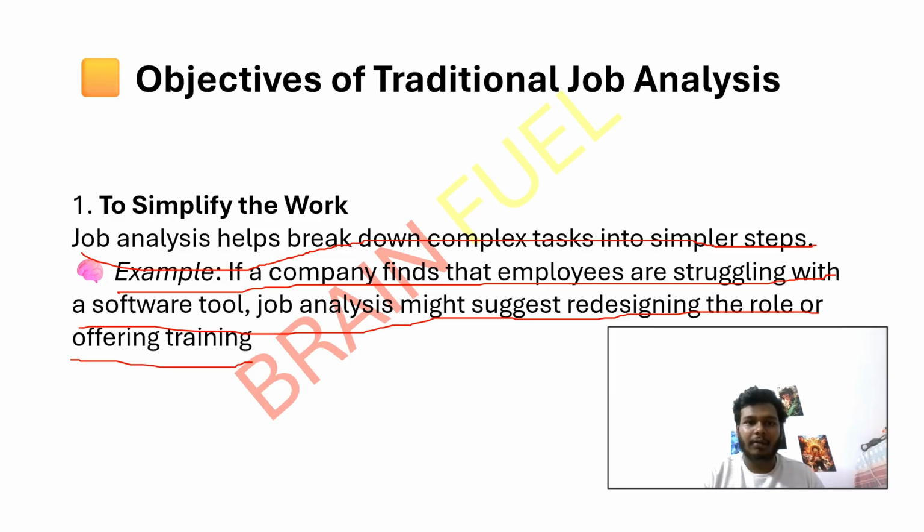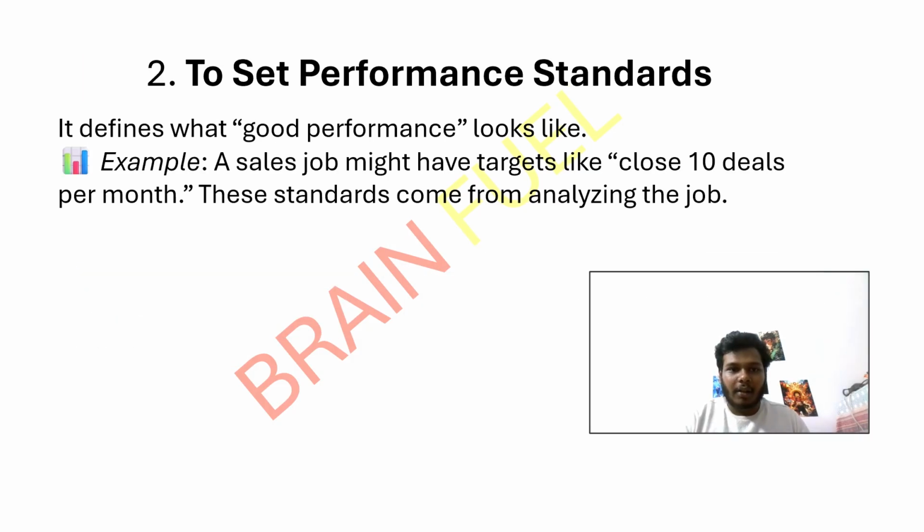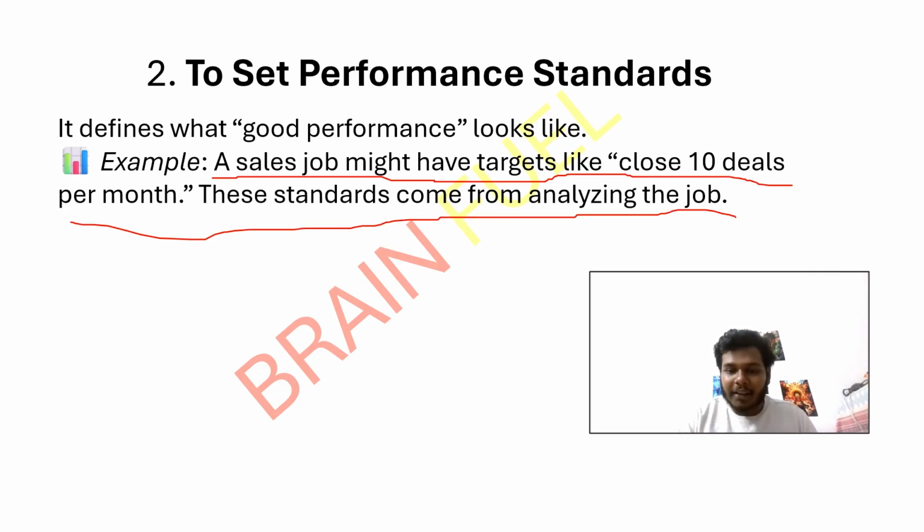Okay, up next, to set performance standards. It defines what good performance looks like. Example, a sales job might have targets like close 10 deals per month. These standards come from analyzing jobs. So, here is how this example came up.